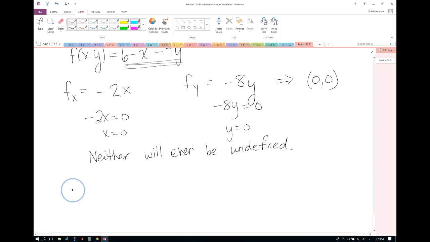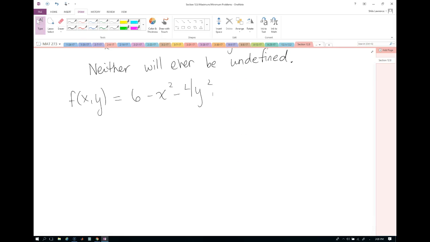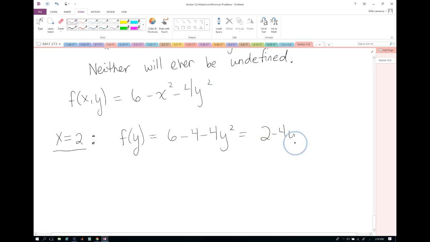So what we can do is we just go back to the original function and we replace those values and then go through the critical value process again. So one of the boundaries is x equals 2. If x equals 2, this function just becomes a function of y because we're replacing all the x's with numbers. We get 6 minus 2 squared, which is 4, and then minus 4y squared, which is 2 minus 4y squared. And critical values are when it equals 0.